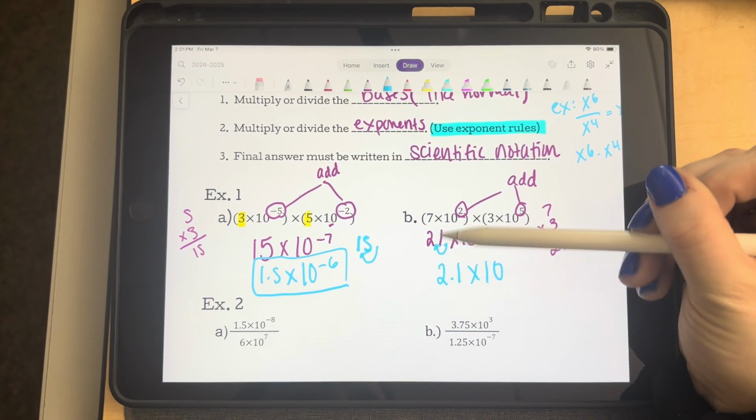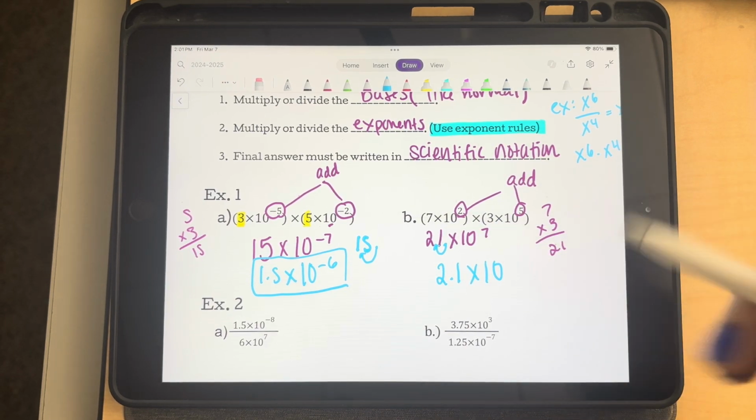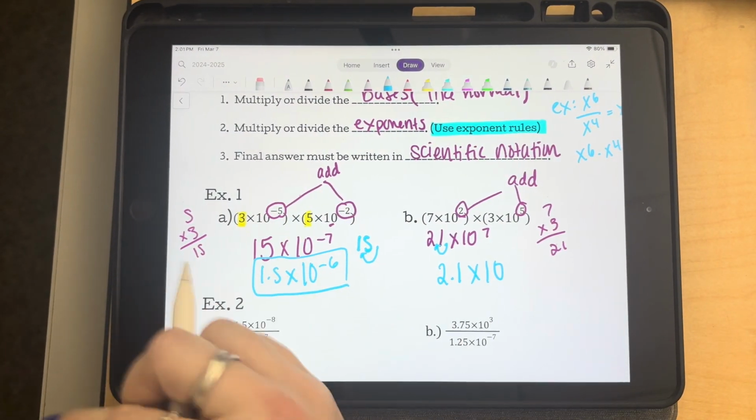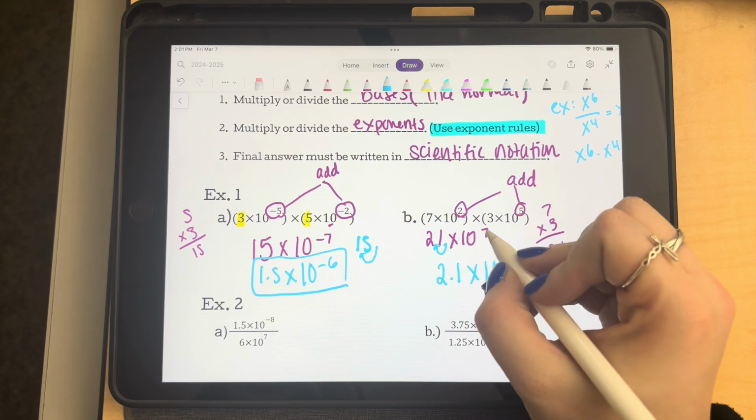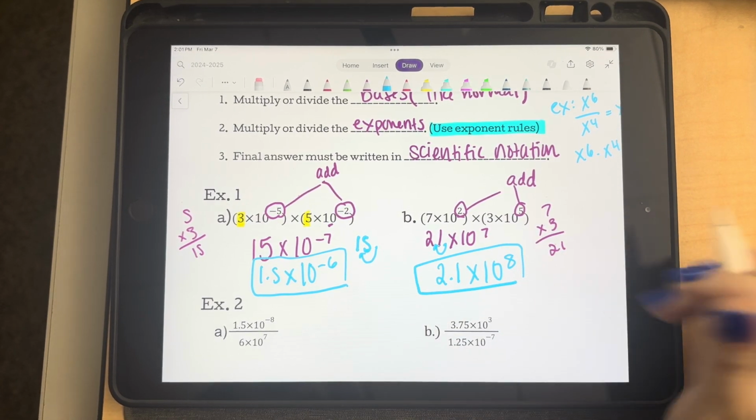If I made my base smaller, I have to make my exponent larger. So like if I'm moving a decimal place, that's adding or subtracting an exponent like we learned. So that means this is getting smaller, so that means this gets larger by 1, which gives me 8.